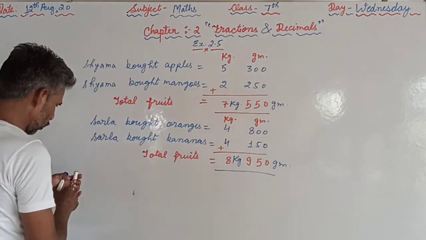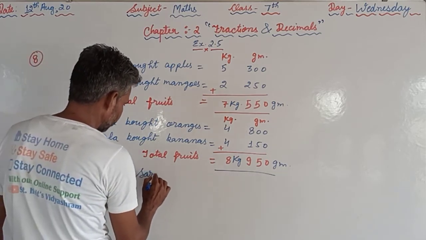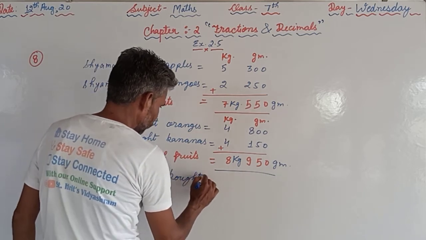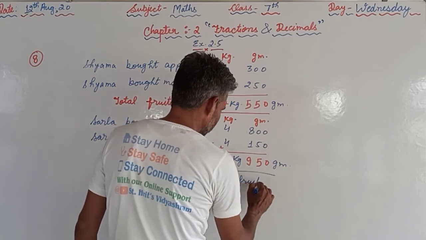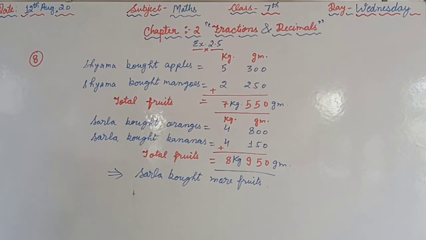So at the bottom we can write Sarla bought more fruits. If we have to calculate how much more, then we can find the difference. So we can subtract the smaller quantity from the larger quantity. So this was question number 8. Now we will discuss question number 9.